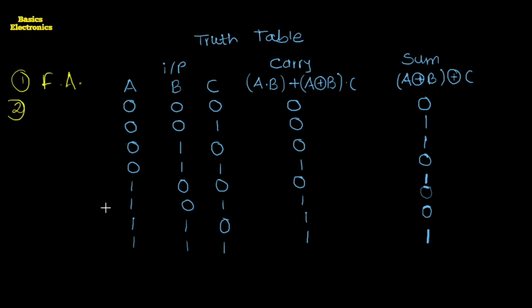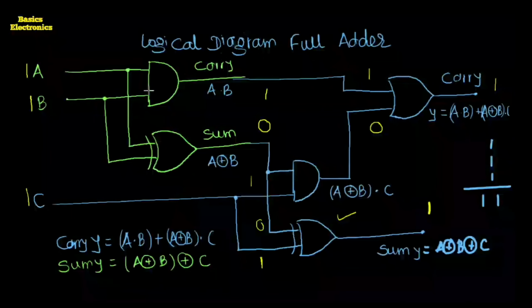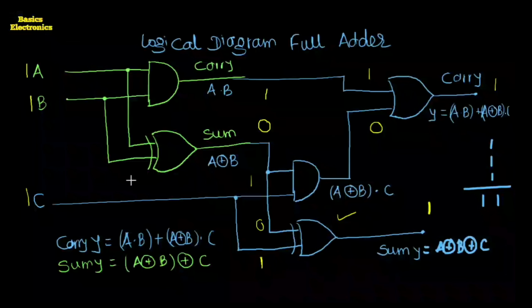If they ask, draw a logical diagram of the full adder using 2 half adders and explain it, then you can write down here by using the 2 half adders. Okay, that you can write down like this. The inputs are applied to the 2 half adders. 3 inputs are there, and from that the first 2 inputs are applied to the first half adder. The first half adder produces the carry output and the sum output.